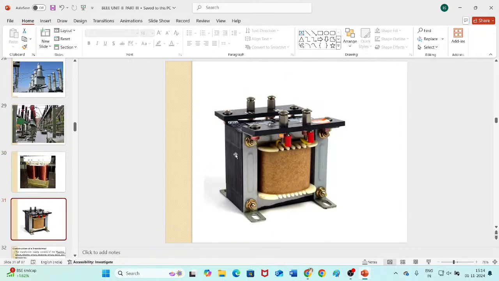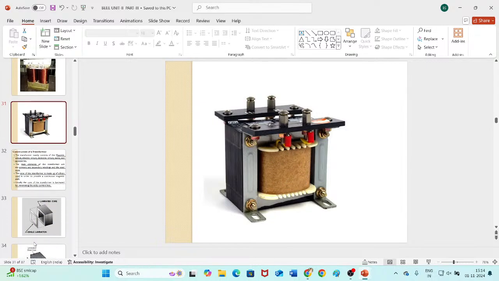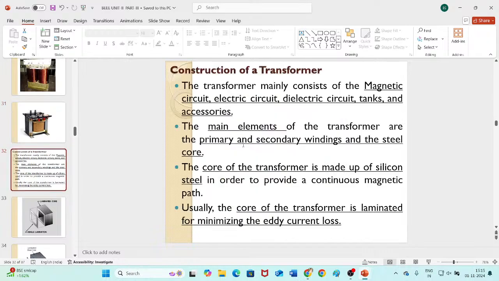You can see this here, one limb is the under limb. At the central limb, winding is provided to the transformer. Okay, this is it. Now let us see the construction of the transformer. How transformers are constructed.